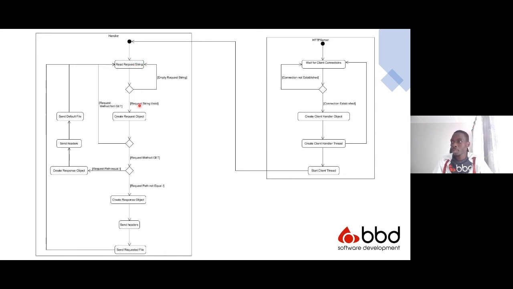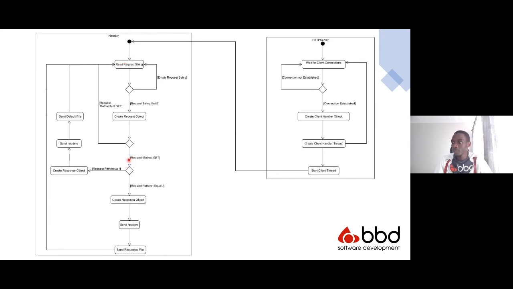And if the request string is valid, for example, we do know that the request the browser is looking for is actually a valid request string, we will create the request object. And since, like I've said, my server only handles GET for now, we will check if the request method is not GET, and we'll continue listening for other request strings.